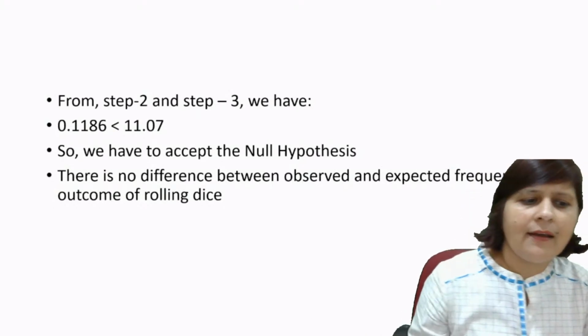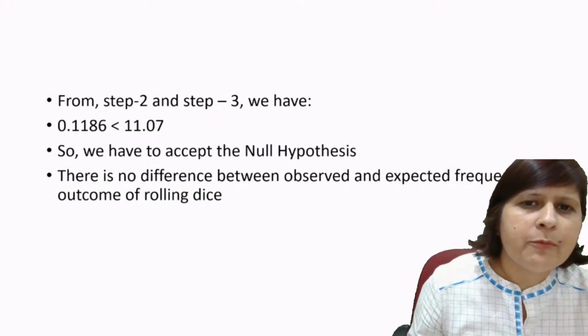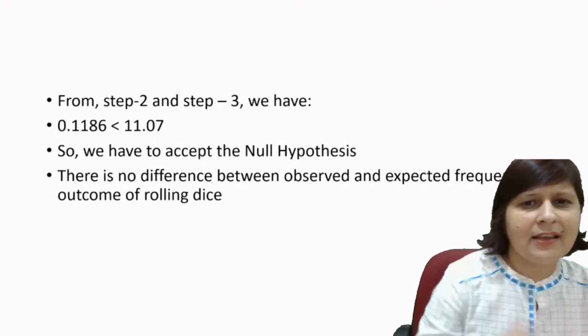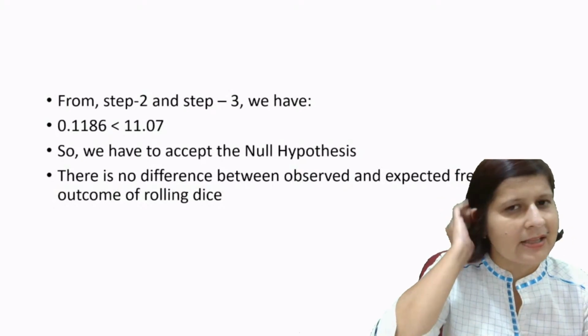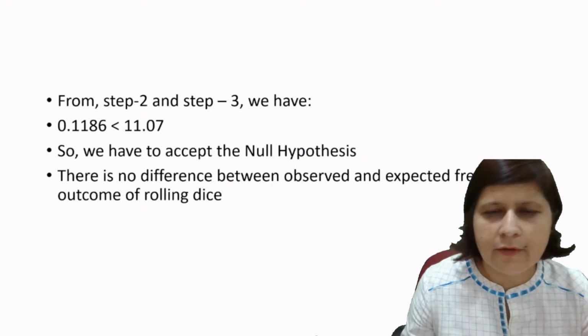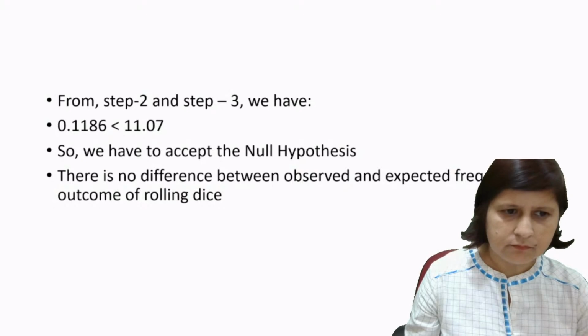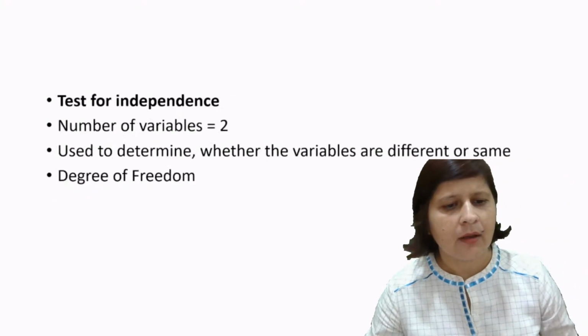The value of chi-square is 0.1186 and the critical value is 11.086, which is greater than the chi-square value. The chi-square value is lesser than the critical value. This shows that there is no significant difference, right? I hope this is clear. Okay.